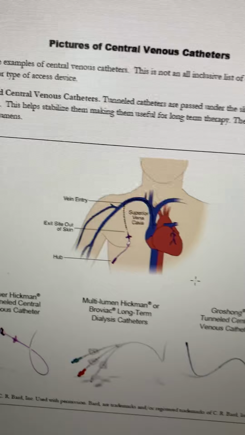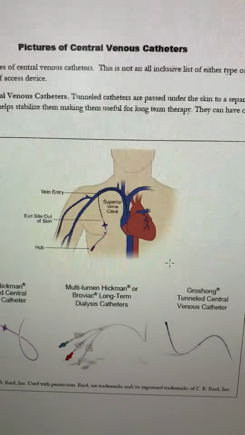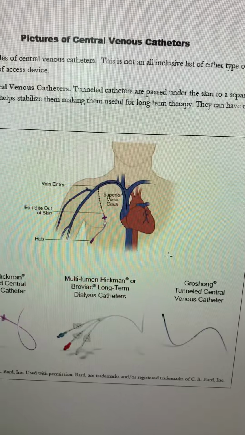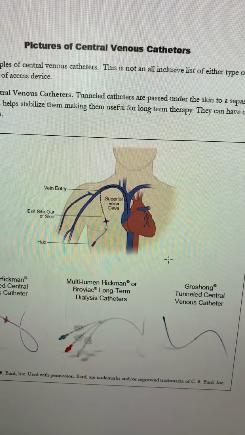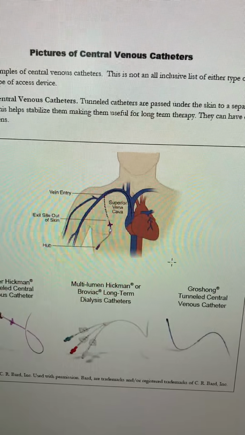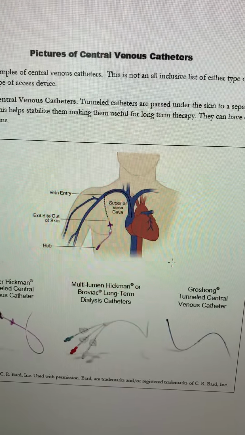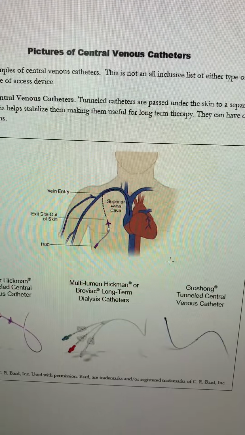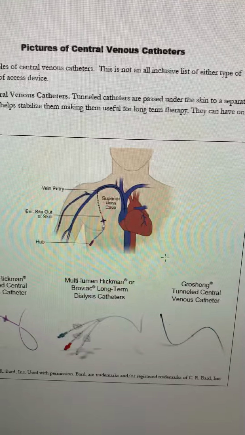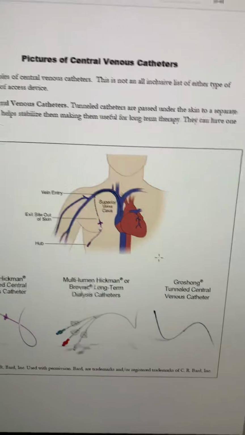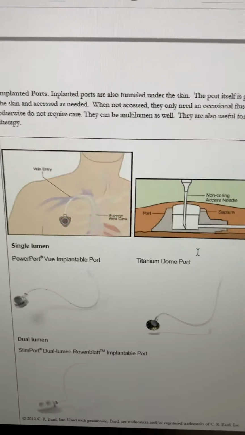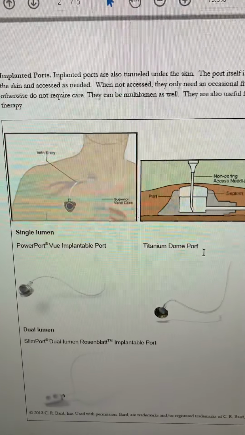They can be inserted either IJ, subclavian, or femoral. And they're usually for long-term central venous access. They require a surgical insertion, but can be done at the bedside through local anesthesia. They do have a lower rate of infection compared to other central venous catheters, and we'll go over the other three. Next slide is on implantable ports.